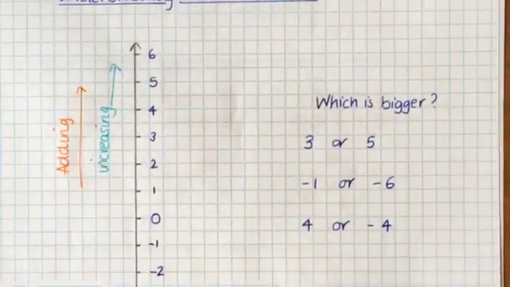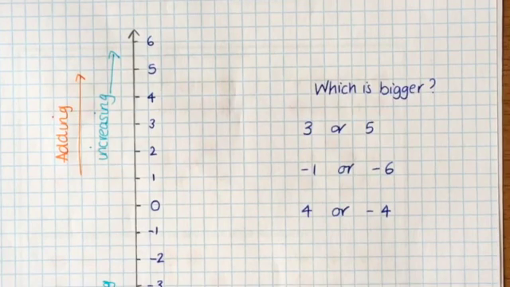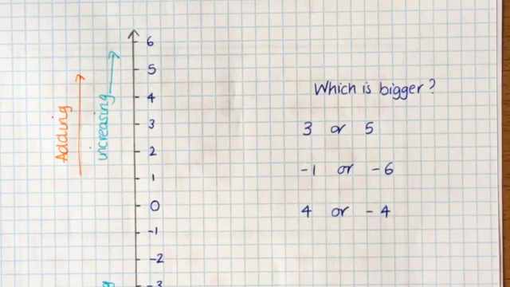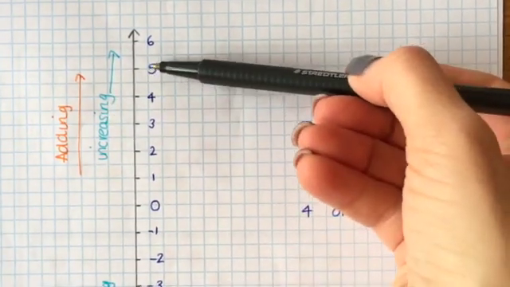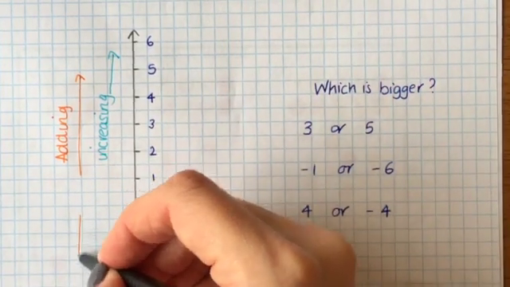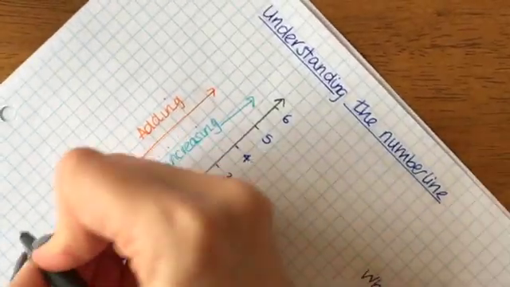So what do you think I'm going to say now? Yes, so when we subtract or take away, we go down the number line. So for example, 5 take away 2, I'd start on 5 and I'd move 2 places down the number line. So this way is taking away.